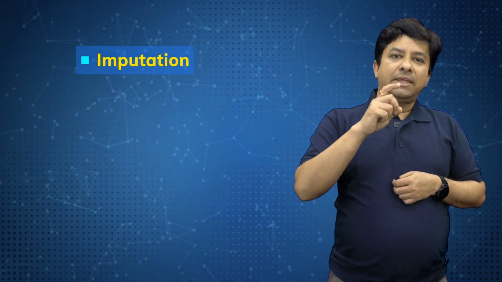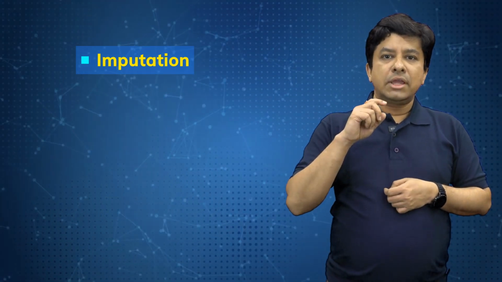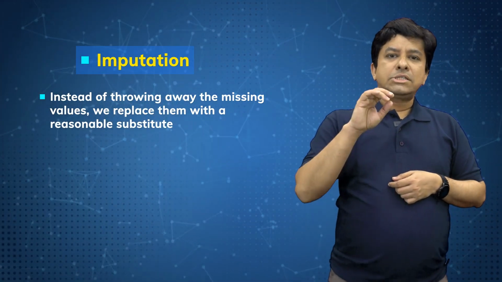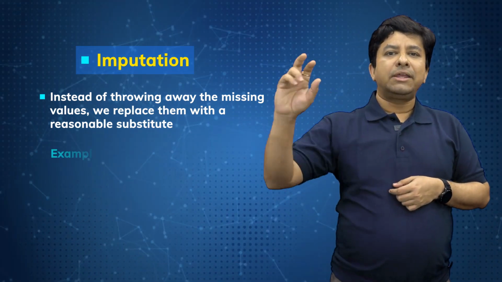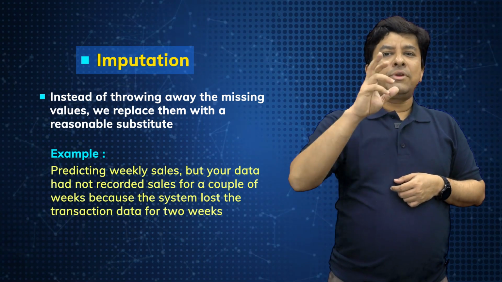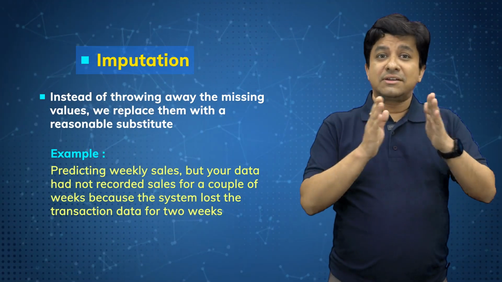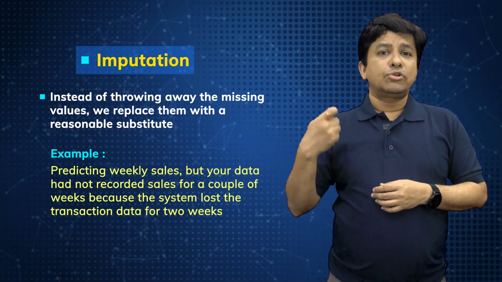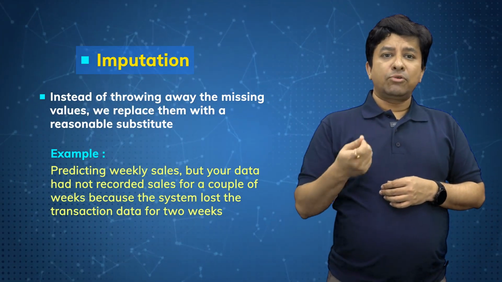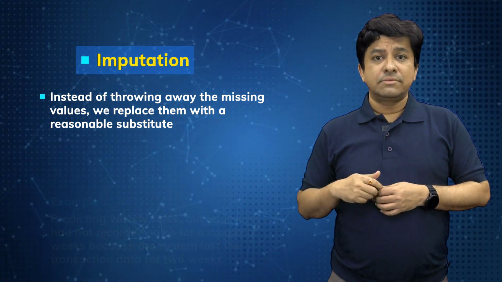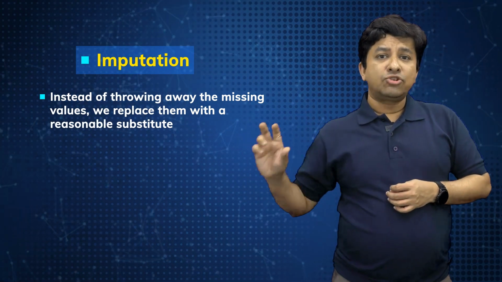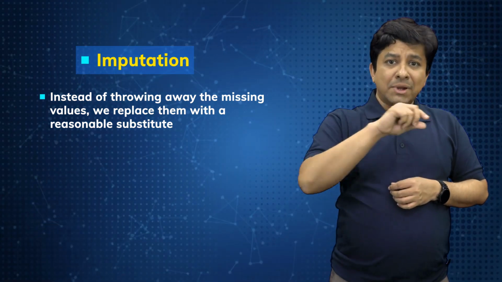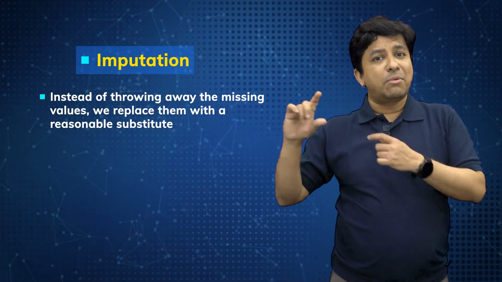So let's take the example of imputation. Instead of throwing the data away, we replace the missing values with a reasonable substitute value. Say you are trying to build a model for predicting weekly sales. For a couple of weeks, you have not recorded the sales because the system lost transaction data for two weeks. For statistical modeling purposes, you need to impute those missing values, and you decide to impute them with average weekly sales. You take this average over the 2 months before and after those missing weeks. It's like replacing the missing puzzle piece with a similar-looking one from another puzzle.